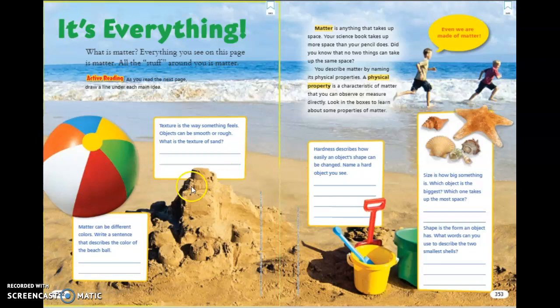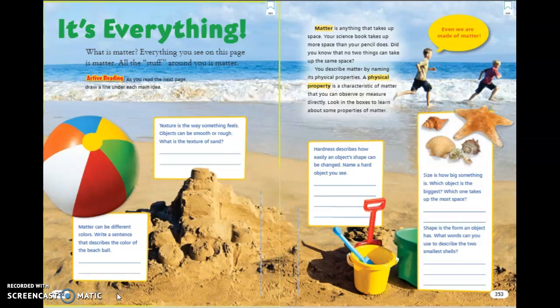Okay, I'm going to start from left to right. I'm going to start down on the left-hand side and work myself over to the right. So down at the very bottom left, it says matter can be different colors. Write a sentence that describes the color of the beach ball. So down here, you're going to want to write a characteristic of the color of the beach ball.